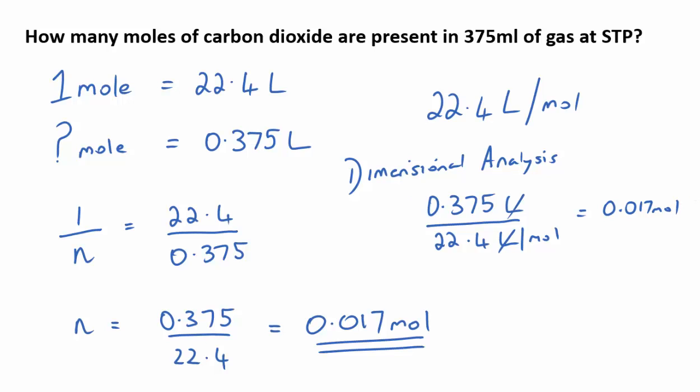The final way to do this conversion is to think like if we want to go from moles to volume and back again, then what we need to do is divide by 22.4 to go from volume to moles, or multiply by 22.4 to go from moles to volume. So whichever way you want to look at it, you're always going to end up with the same answer. It's up to you to decide.